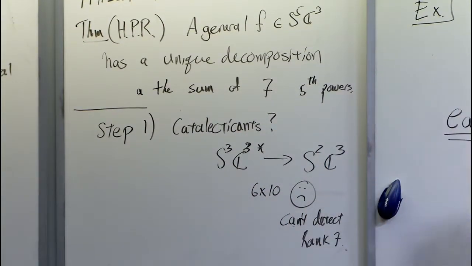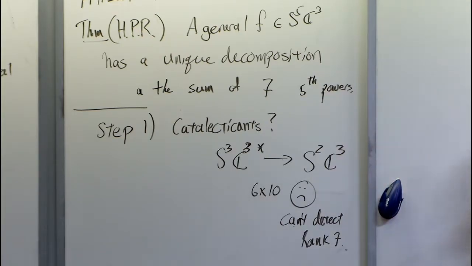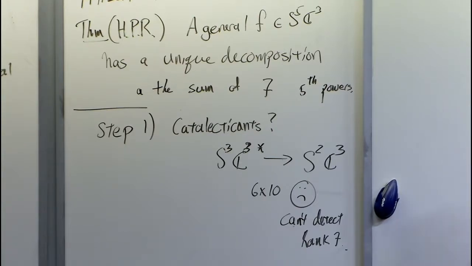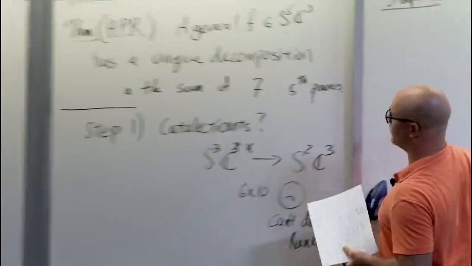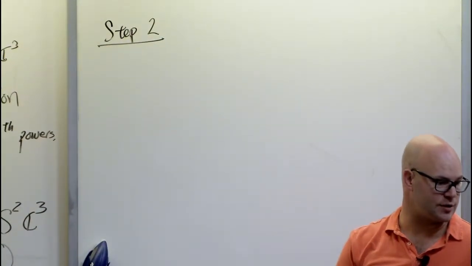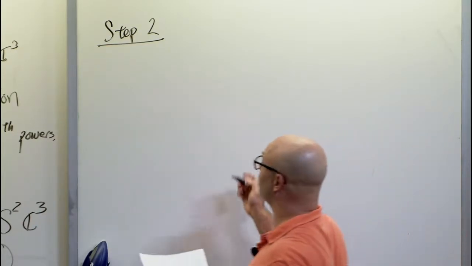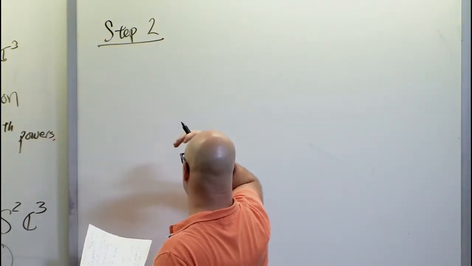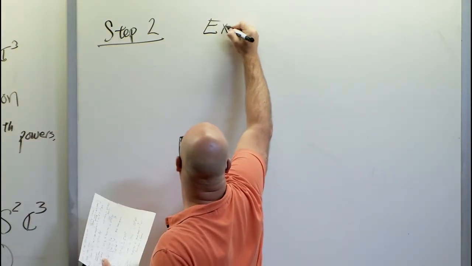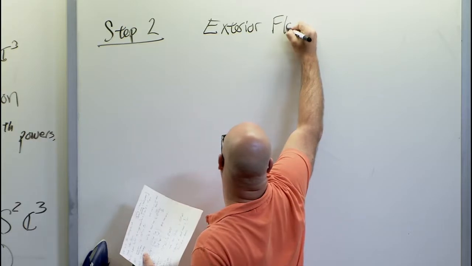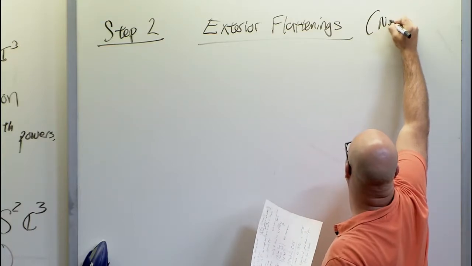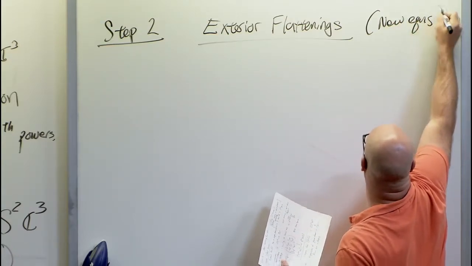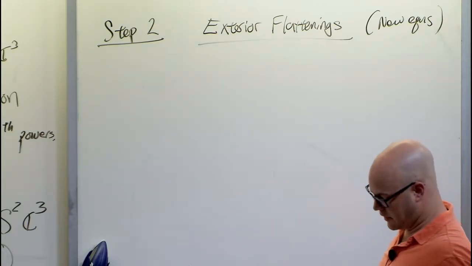So the Sylvester algorithm will fail, guaranteed, for this general form. Okay, so step 2. Ottaviani generalized Strassen's equations to a larger class of equations called exterior flattenings, also called Young flattenings in Landsberg and Ottaviani's paper. So these are new equations, and they're going to also provide the key to finding decomposition.